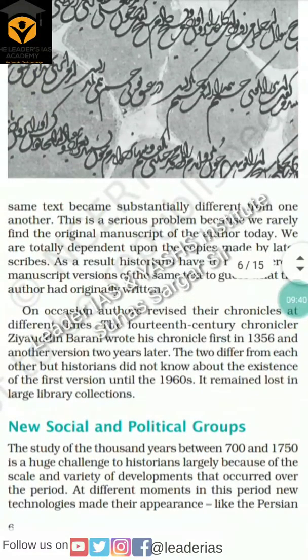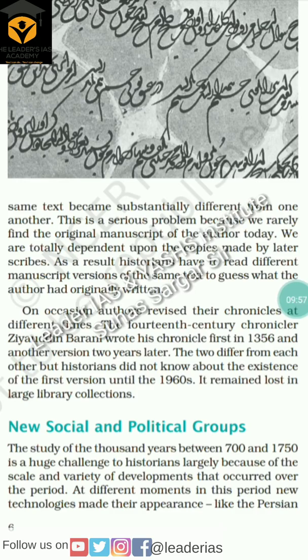New social and political groups. The study of 1000 years between 700 and 1750 is a huge challenge to the historian, largely because of the scale and variety of developments that occurred over the period at different moments.